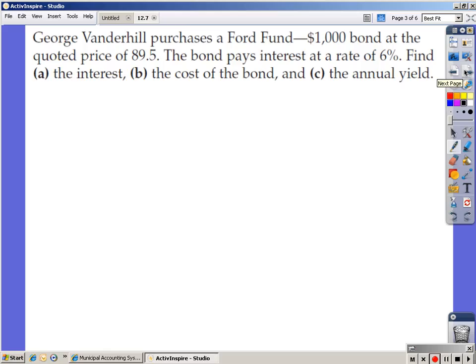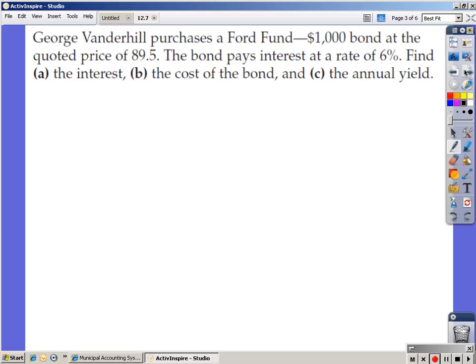George Vanderhill purchases a Ford fund. It's a $1,000 bond at the quoted price of $89.5. The bond pays interest at a rate of 6%. Okay? We have three things we need to find. Find the interest, find the cost of the bond, and find the annual yield.